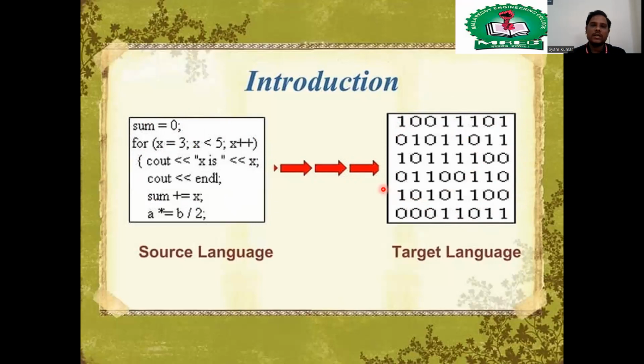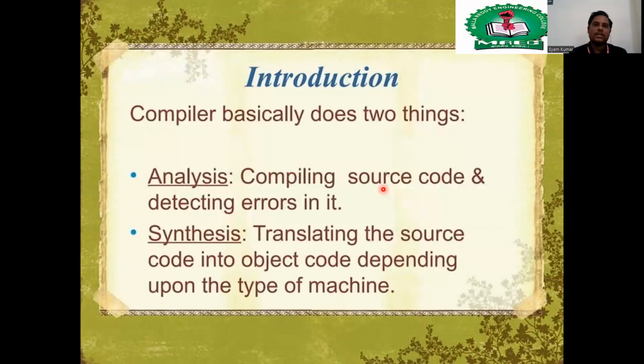A compiler contains a number of phases. Each phase translates step by step, and after all phases we get the final output. Basically, a compiler contains two parts. The first part is the analysis part. The second part is the synthesis part.